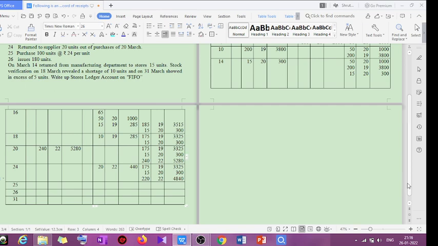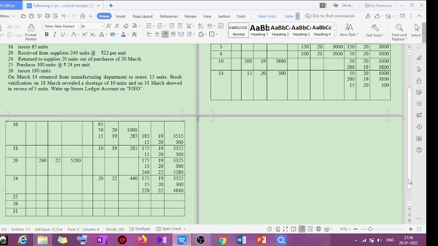Okay, let us move to the next date. That is on 25th we have purchased 100 units at rupees 24 per unit. Okay, we have purchased, write it under receipt column. We have purchased 100, rate is 24, and what is the amount? 2400. So mention all the balances.